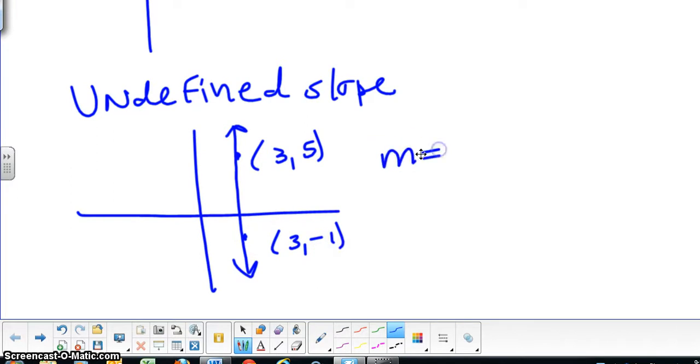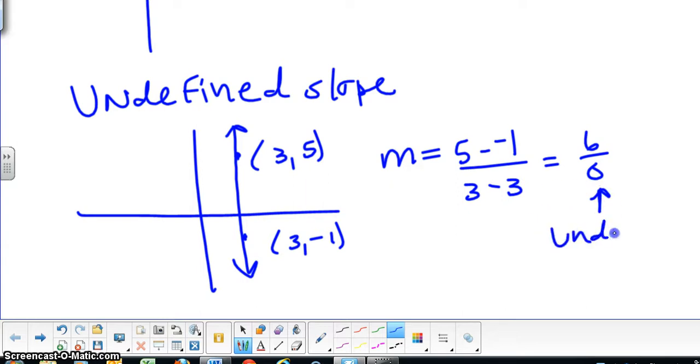We can prove an undefined slope by taking the change in y, 5 minus a -1, over 3 minus 3. So you get a final answer of 6 over 0. But we know that 0 in the denominator creates an undefined answer. So in this case, it would be an undefined slope.